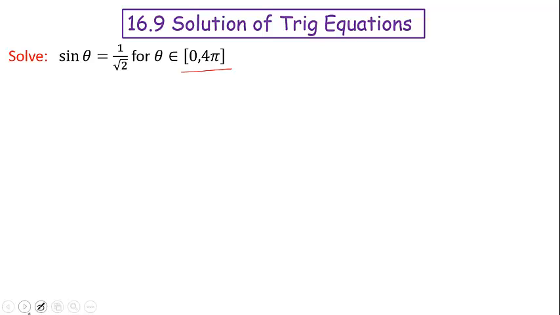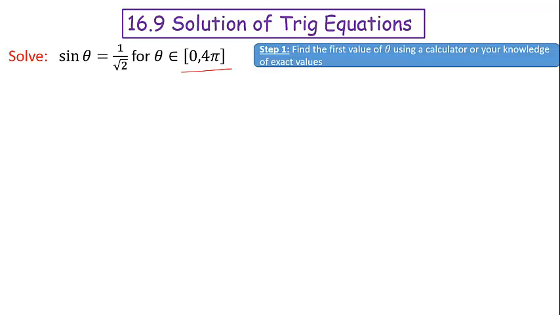So your first step is always going to be to find the first value of theta using either your calculator or your knowledge of exact values. So using your calculator, you would do the inverse sine of 1 over root 2. But that one there you should recognize is 45 degrees for theta from when we did exact values, or pi over 4. So your first solution is pi over 4.